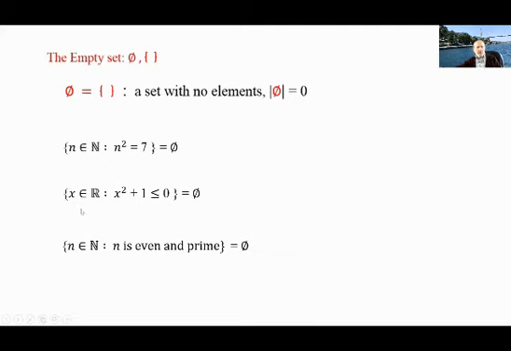It's empty. Another one: x in R, x squared plus 1 is less than or equal to 0. Again, there are no such real numbers. If you square them and add 1, you get a positive number. Another: n is a natural number, n is even and prime. That's impossible. n cannot be at the same time even and prime.